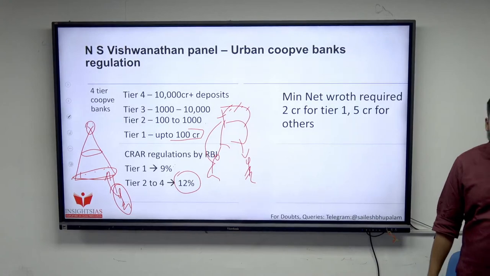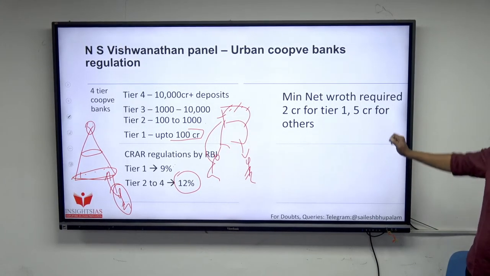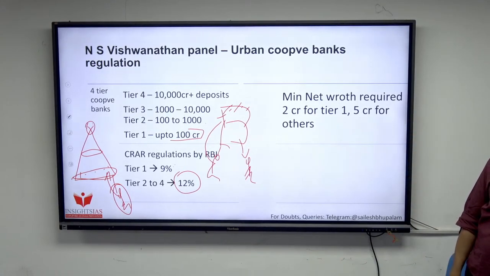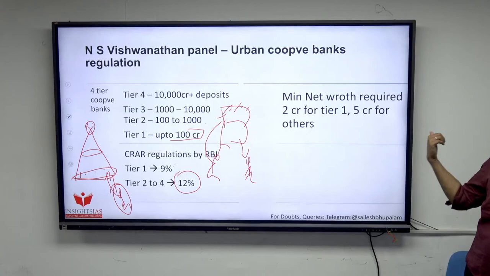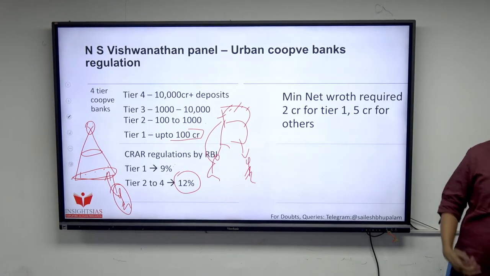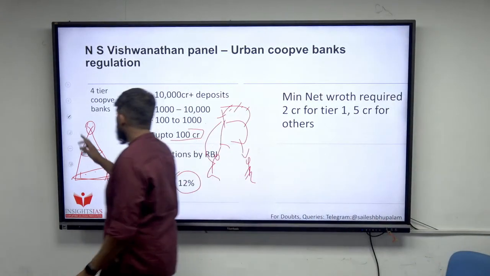So what exactly is this capital adequacy ratio? We will discuss it after this in Basel norms. Minimum net worth required is 2 crore for tier 1 and 5 crore for others. Minimum net worth means if they have to set up a cooperative bank, they need to have 2 crores and 5 crores as net worth, then only they can become promoters and set up this particular bank. So this is basically the new regulations given by the NS Vishwanathan panel for urban cooperative banks.